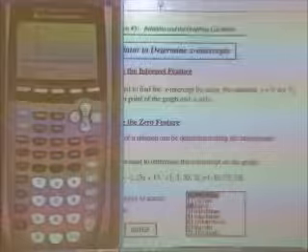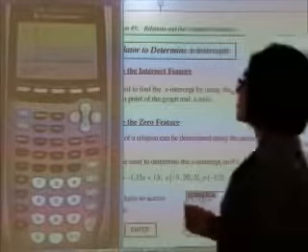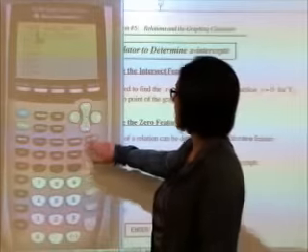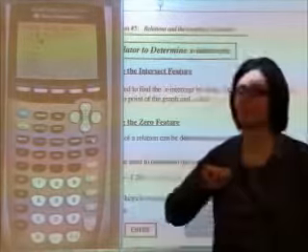The other feature that you can use is called the 0 feature. So what I'm going to do first is get you guys to go through and clear out y2. So highlight y2 and then just press clear.